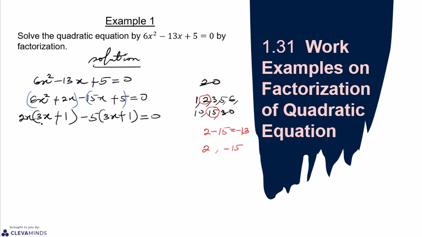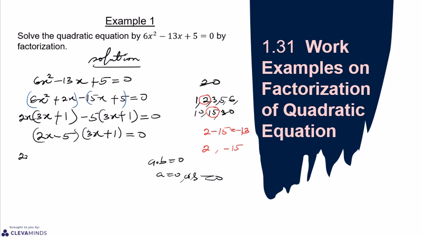I've told you, whatever you have in the first bracket, just slot it into the second bracket. So we have 2x minus 5 into 3x plus 1 equals 0. Remember our concept of a times b equals 0. That means a equals 0 or b equals 0. We are going to use that concept here also.